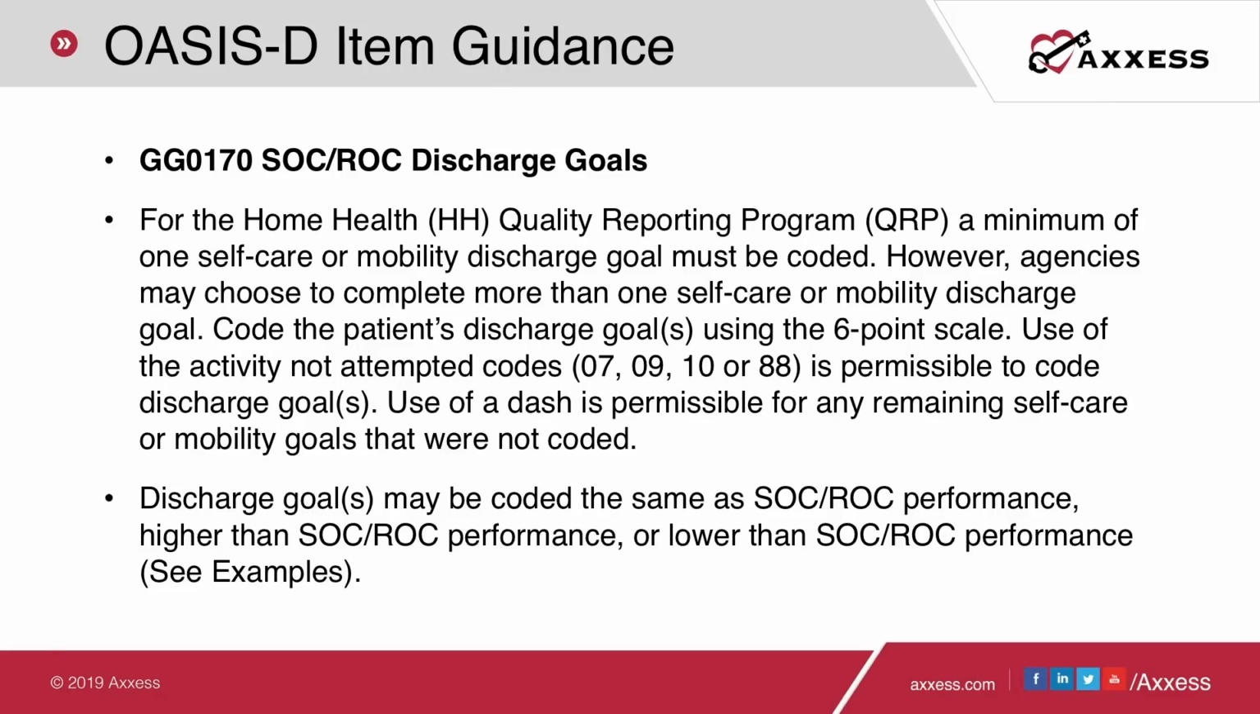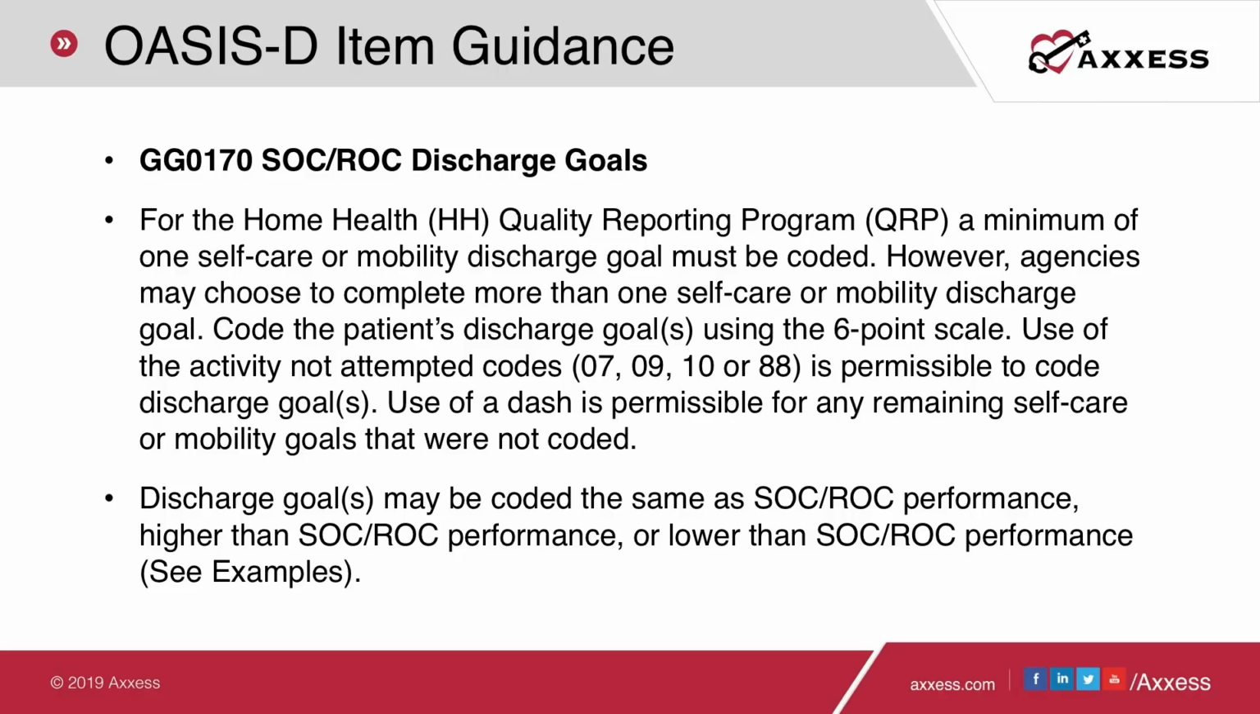For the Home Health Quality Reporting Program, HHQRP, a minimum of one self-care or mobility discharge goal must be coded. However, agencies may choose to complete more than one self-care or mobility discharge goal. Code the patient's discharge goals using a 6-point scale. Use of the activity not attempted codes, which are the 7, 9, 10, or 88s, is permissible to code discharge goals. Use of a dash is permissible for any remaining self-care or mobility goals that were not coded.